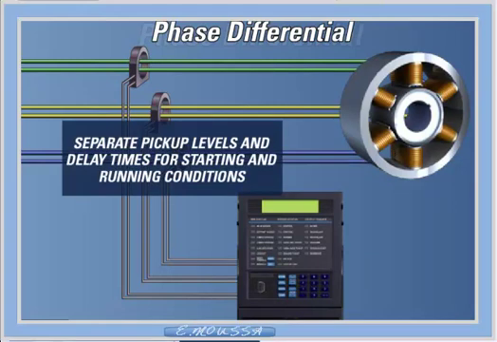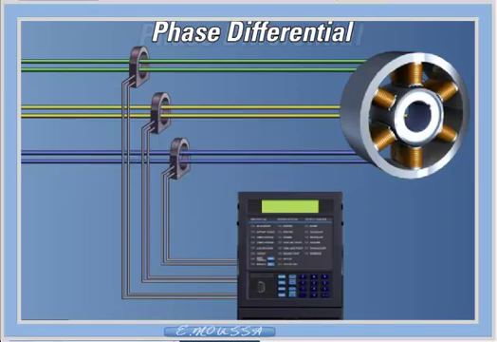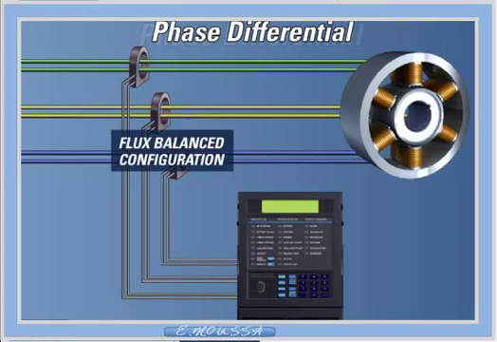Separate pickup levels and delay times are provided for the motor starting and running conditions. In this example, both sides of each of the motor's stator phases are being passed through a single CT. This is called the flux balance configuration and is the most desirable owing to its sensitivity and noise immunity.